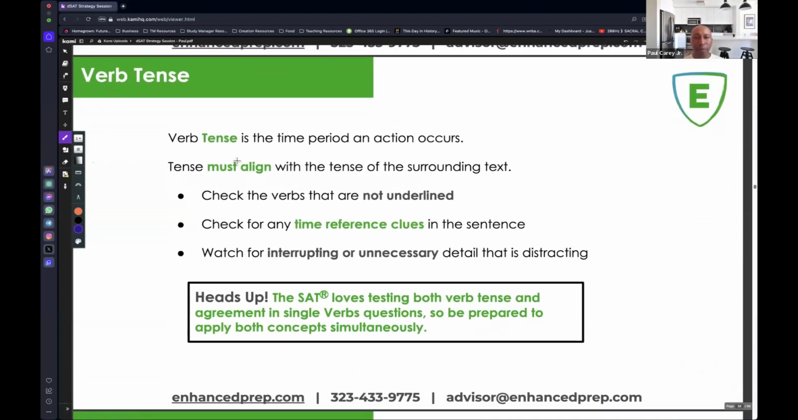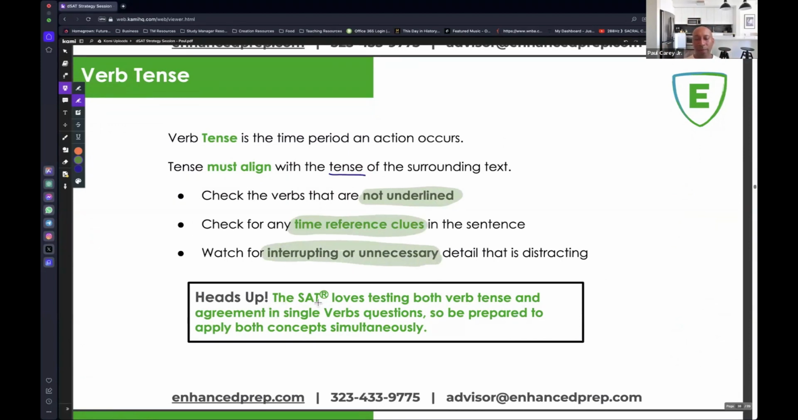We also have verb tense questions. So verb tense is going to be a time period that an action occurs. So it must align with the verb tense that's within the sentence. So you want to look for those clues. What other verbs do we have within the sentence? And then check for the ones that are not underlined, right? To kind of give you that clue. Look for any time references. So did something happen before another thing or not? And then watch out for that interrupting or unnecessary detail that's there.